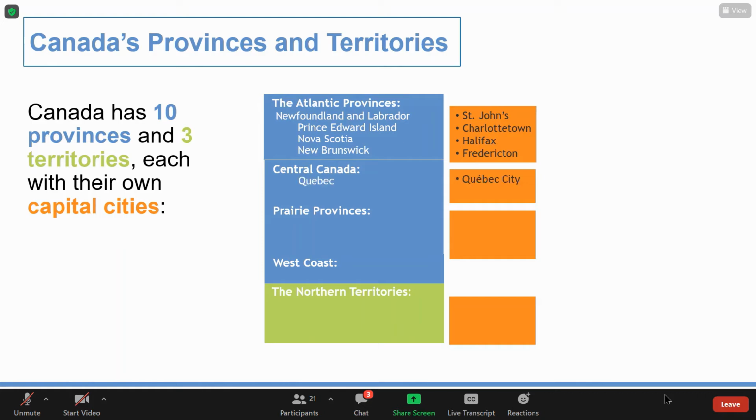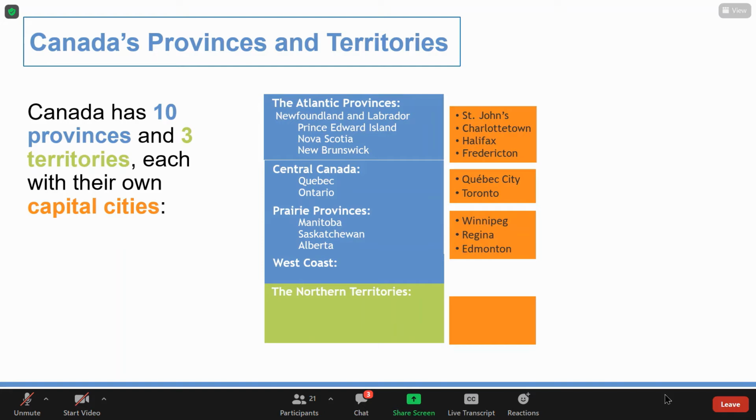Okay. So now we are talking about how many provinces and territories we have in Canada. As you can see from this slide, we have 10 provinces and 3 territories. And you can see beside each province is the capital of those provinces. So we are talking about the first 4, the Atlantic provinces. Sometimes you call them maritime provinces. So Atlantic provinces means Newfoundland and Labrador, Prince Edward Island, Nova Scotia, and New Brunswick.